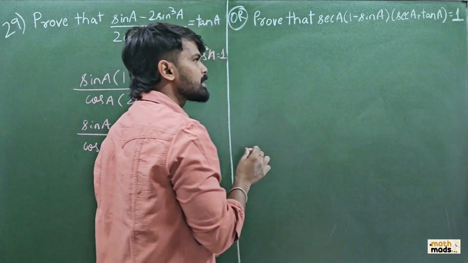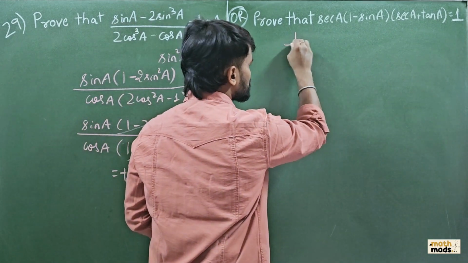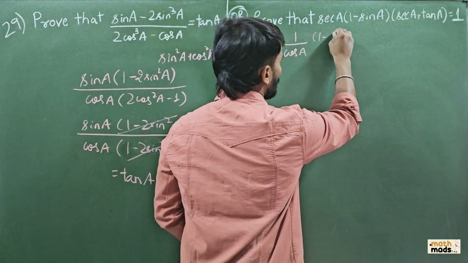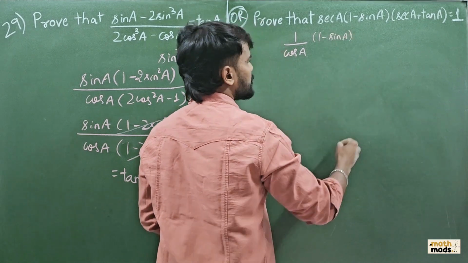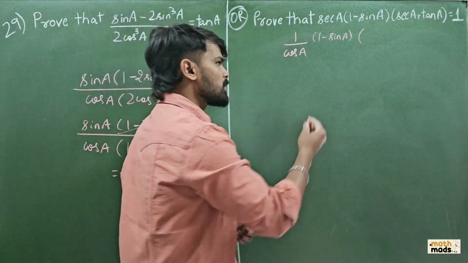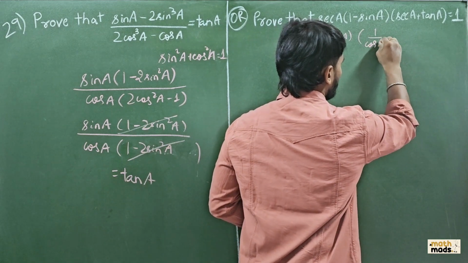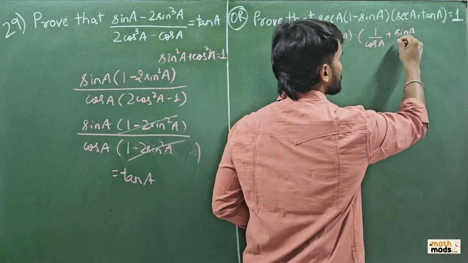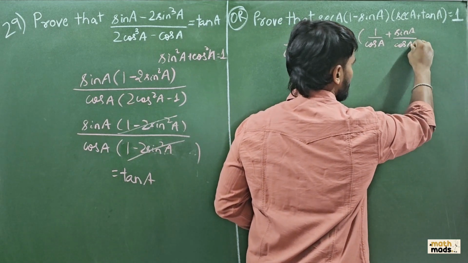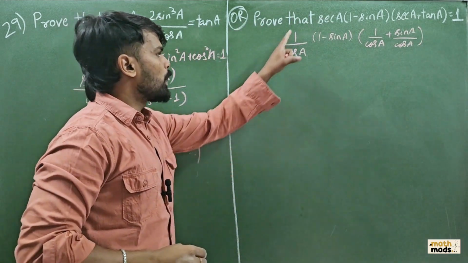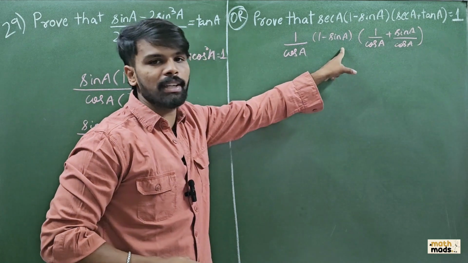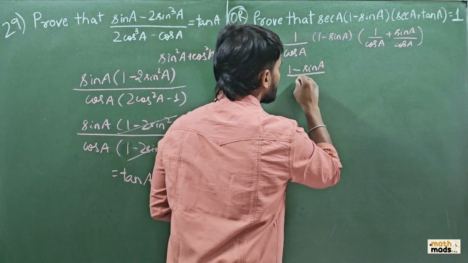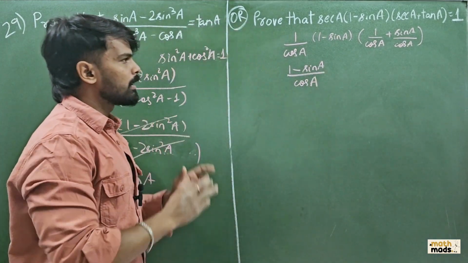Secant A, since I know that it is a reciprocal ratio, I will just take the reciprocal of what it represents, that is 1 by cos A into 1 minus sin A, into, again secant A is there, so I'll write 1 by cos A there also, plus tan A, I know it is sin A by cos A. Since everything is in terms of sin and cos, I will make this also in terms of sin and cos. Now 1 by cos A, product is there here, into 1 minus sin A. What will it give you? It will give you 1 minus sin A divided by cos A. First part is done.